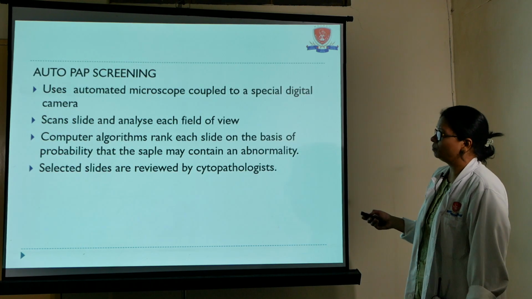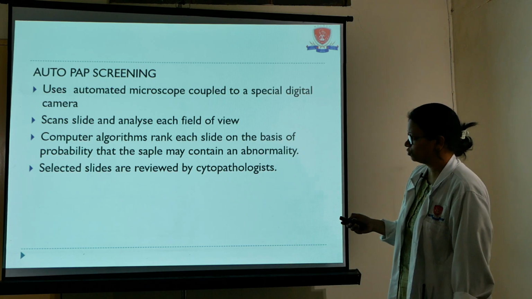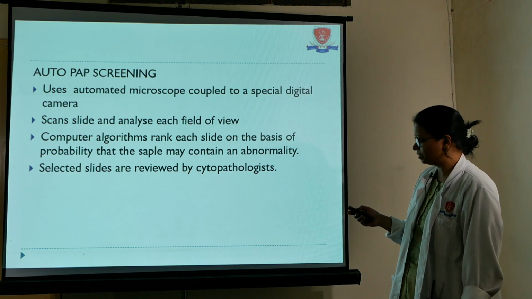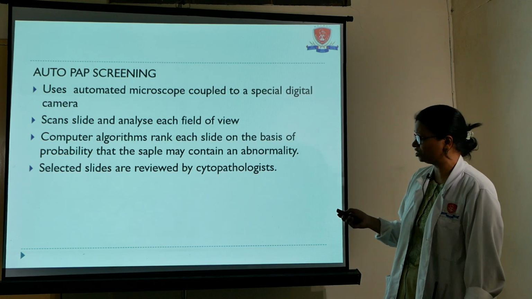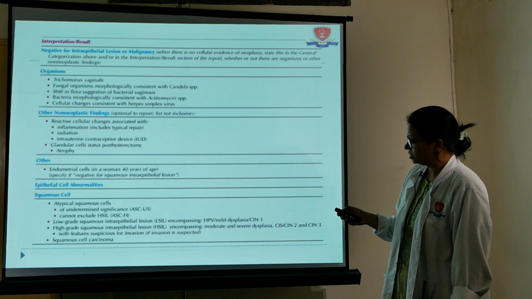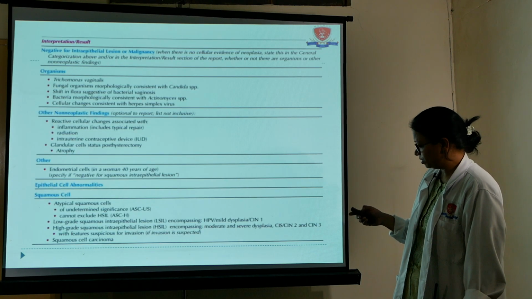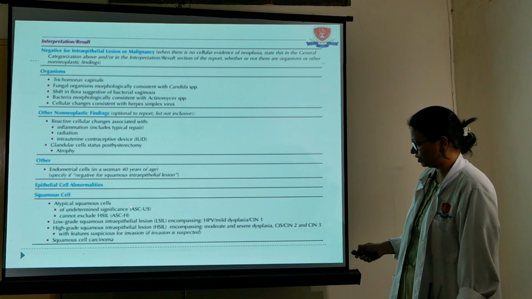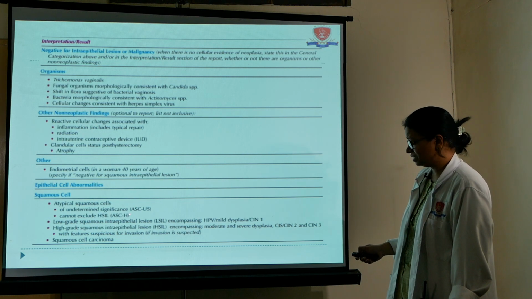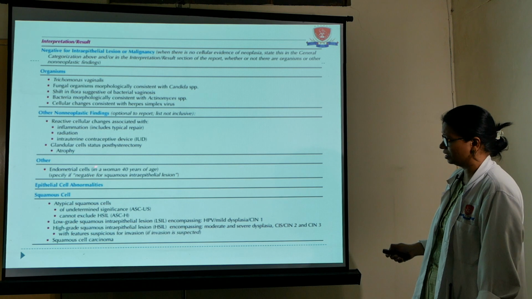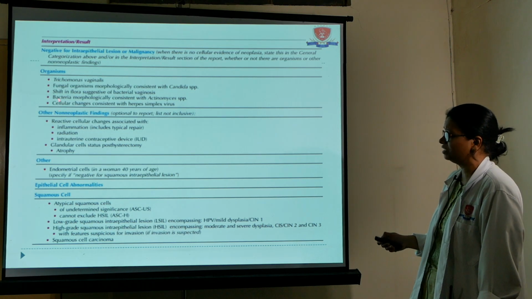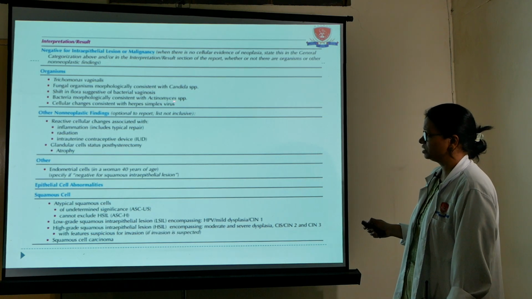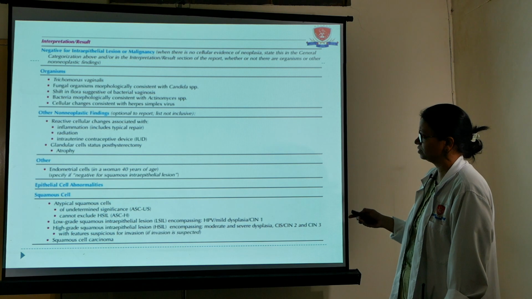There is something known as auto pap screening. They use automated microscopes so that the slide is automatically read, and if anything is found abnormal, then it is manually checked. This I have already told you, this is the pap smear report, how it is given, whether it is atypical squamous cells of undetermined significance or ASC-H, or LSIL, HSIL and squamous cell carcinoma. And these are the organisms which can be determined by the pap smear: trichomonas, fungal organisms, bacterial vaginosis, actinomyces and herpes simplex virus.